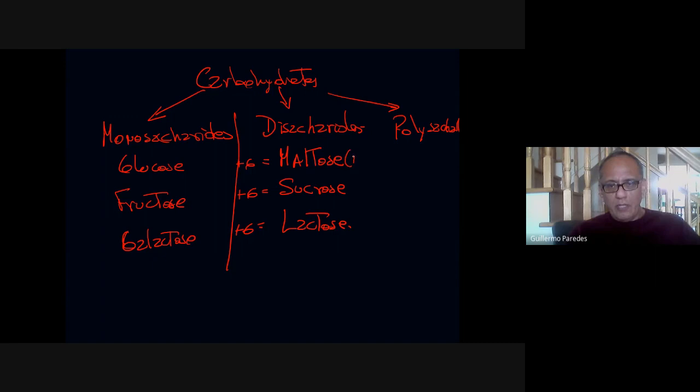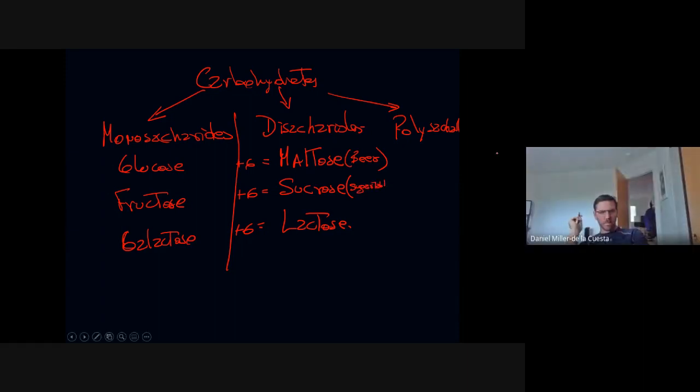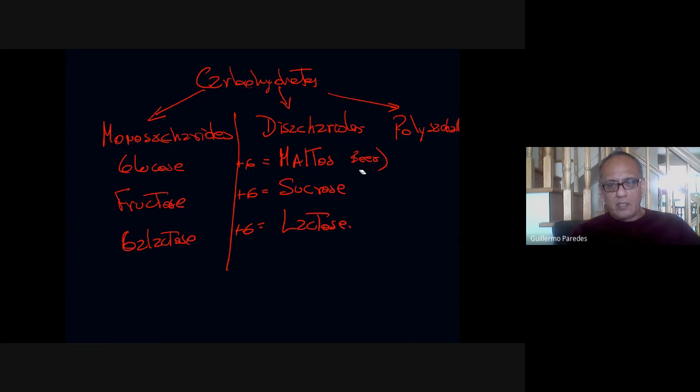Maltose you're going to find in beer. Sucrose is table sugar. And lactose is going to be in milk. So these need to be known very well.